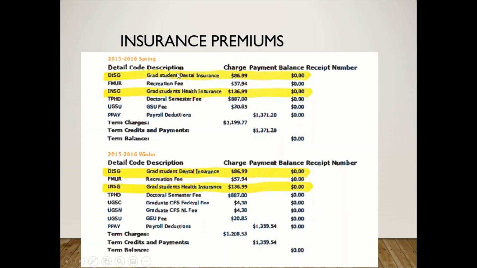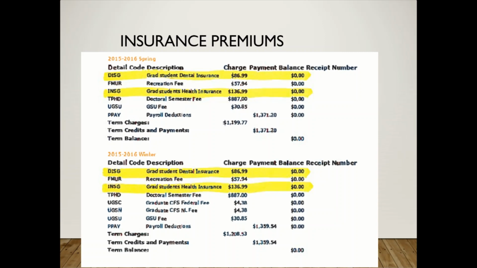Now this is insurance premiums. This is for a graduate student, just an example. If you go to your financial summary, you will see graduate student dental insurance, which is $86.99 here, and there is graduate student health insurance, which is $136.99, and this is for each semester. So you can claim for 3 semesters a year if you have been a student and if you have paid the insurance. Now this is just an example. If you are an undergrad student, you will have different fees. If you have an international insurance, that's a different fee, and these charges may be different currently. This is just an example.